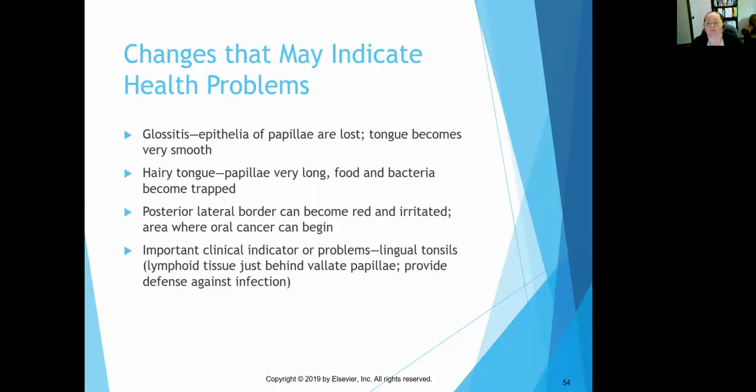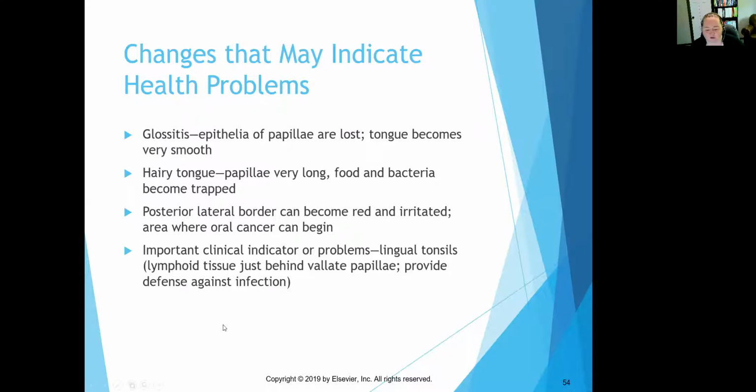All right. This is our last slide here. Changes that may indicate health problems. Glossitis. Glossitis is where the epithelia of the papilla are lost and the tongue becomes very smooth. That can be really uncomfortable for the patient. Then we have hairy tongue. And hairy tongue, I want you guys actually to know all of these terms here, but hairy tongue is where the papilla are really long.